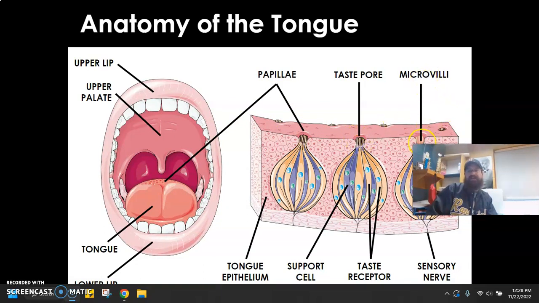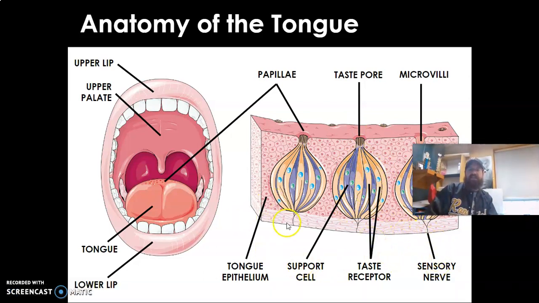Inside the taste pore, we have these things called microvilli that help move the food particles down within it. And then we see taste receptors, along with some support cells that give it shape and structure. But these taste receptors are what perceive the chemicals inside that food, and which ones are triggered, just like in the olfactory system there earlier in our notes, stimulates that sensory nerve.